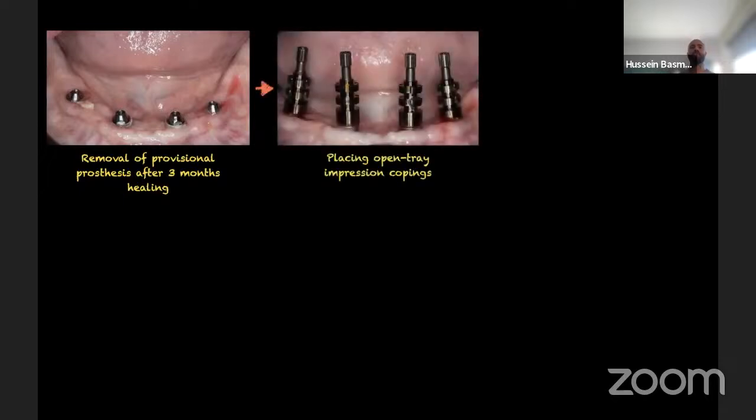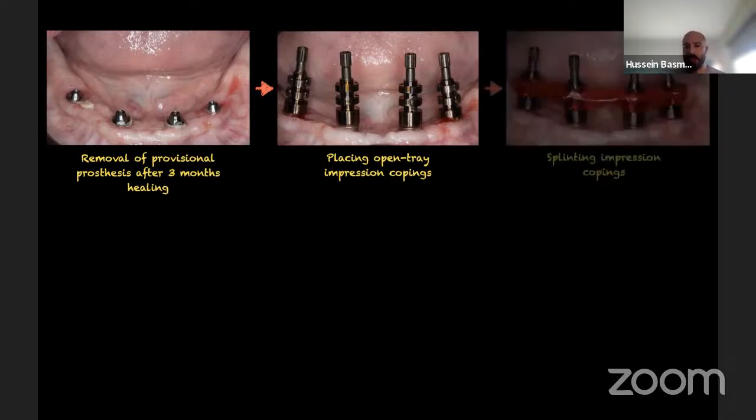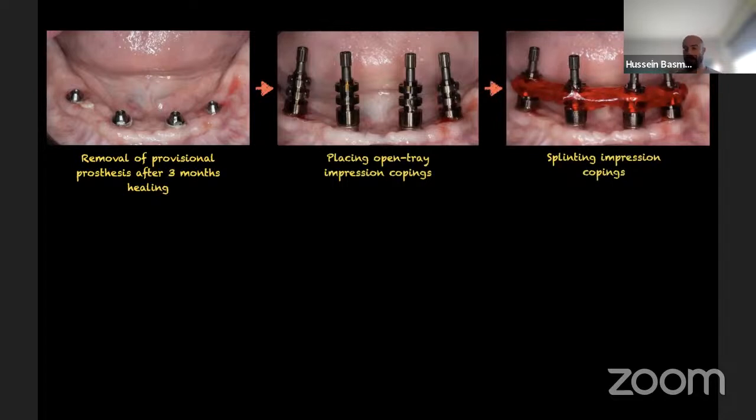Again, here in this other case in the mandible, we have 4 implants that were placed, respecting the AP spread, respecting the restorative space. So we removed the provisional restoration that we converted on the day of the surgery. And again, this is 3 months of healing. Now we put the impression copings on top of these implants, or the multi-unit abutments. Then we create the verification jig.